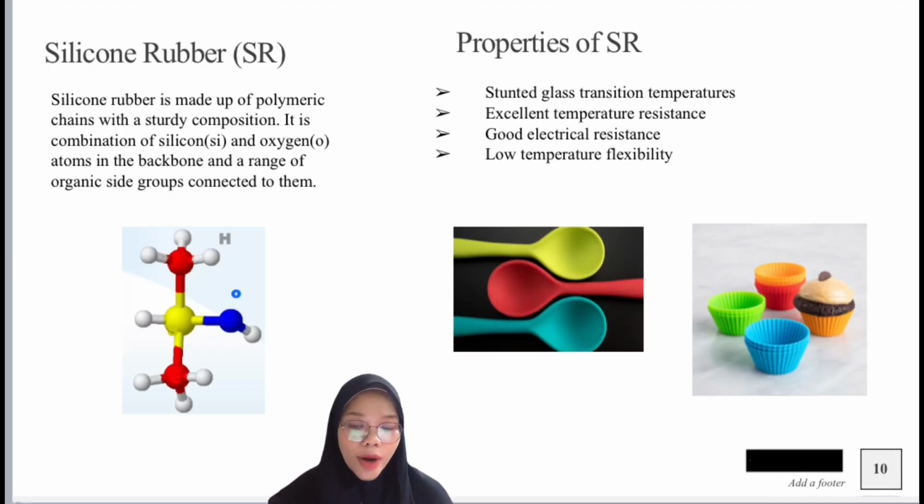For the silicone rubber, we know that it's made up of a polymeric chain with a sturdy composition. It is a combination of silicon and oxygen atoms in the backbone and a range of organic side groups connected to them. For the properties of silicone rubber, it has a low glass transition temperature, excellent temperature resistance, good electrical resistance, and low temperature flexibility.